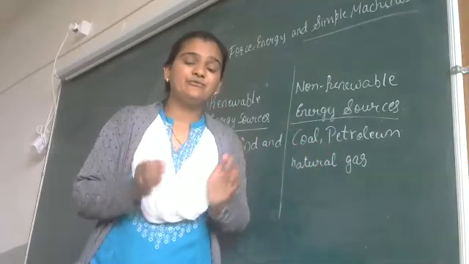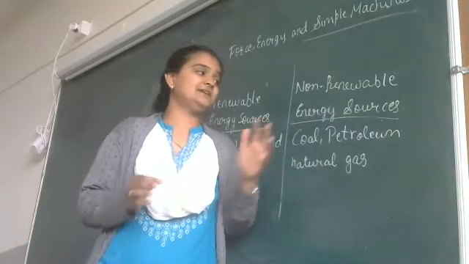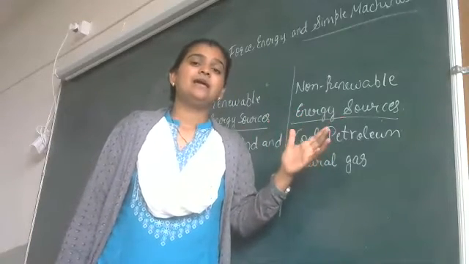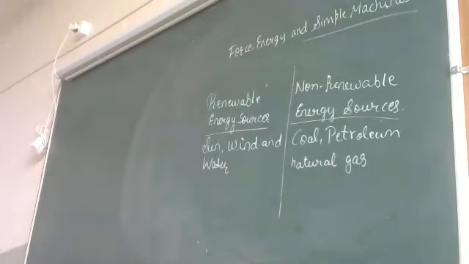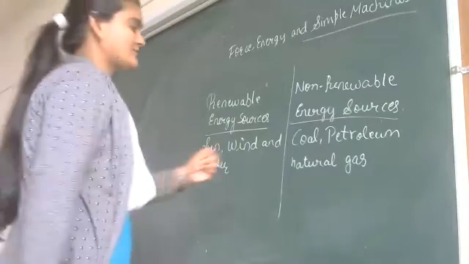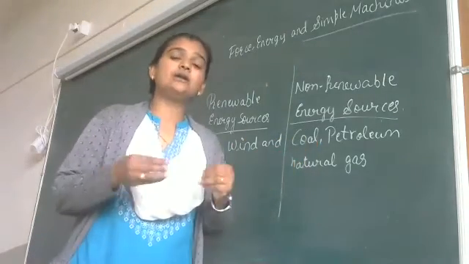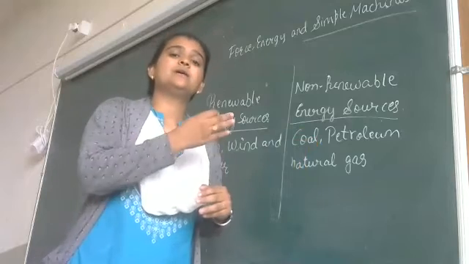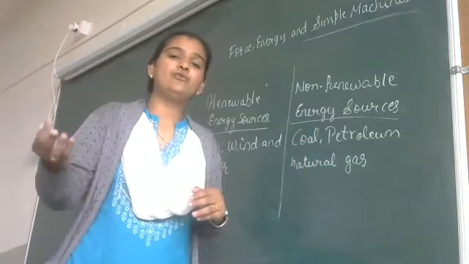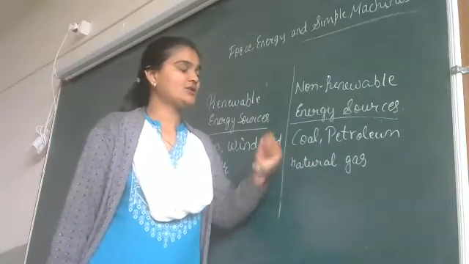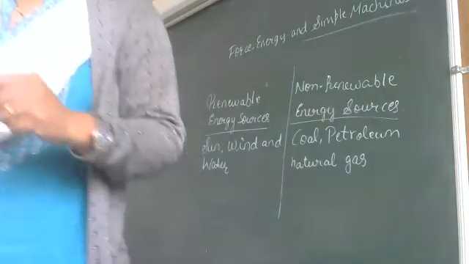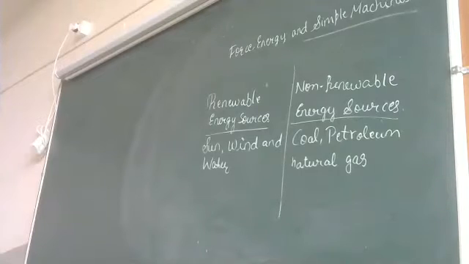We need to use them very efficiently. We need to take care of these energy sources very economically, because they take millions of years to form. The formation of coal, petroleum, and natural gas is not instant. It requires billions of years. Hence we need to take care of these non-renewable energy sources. We cannot make petroleum in a short time.